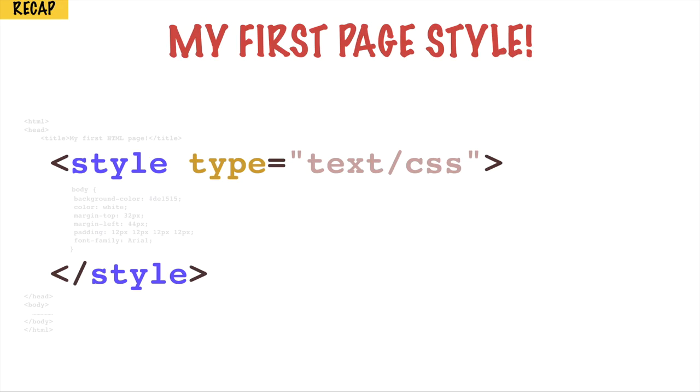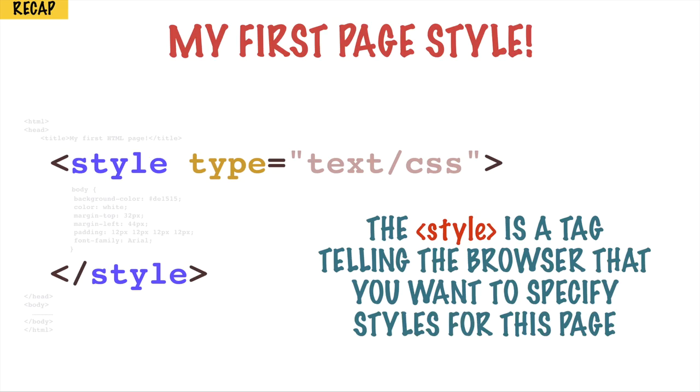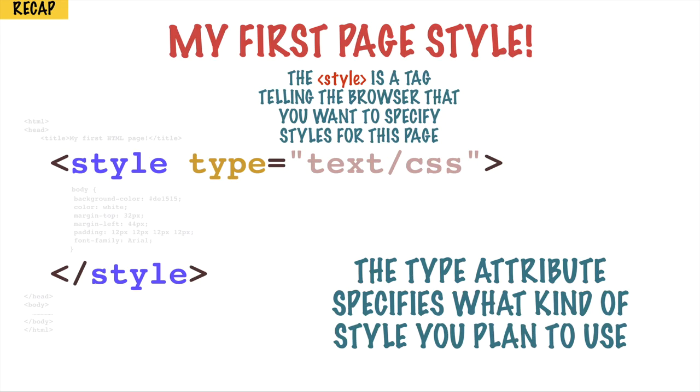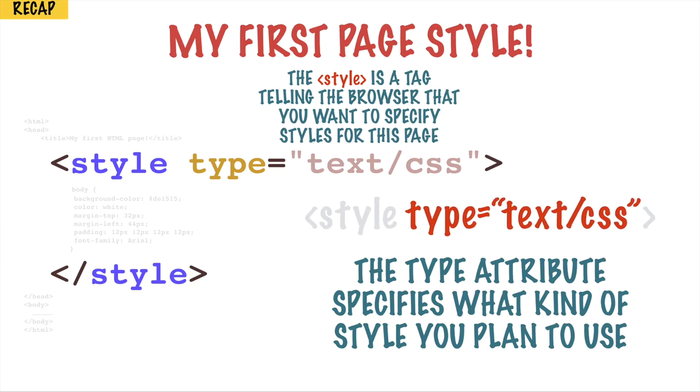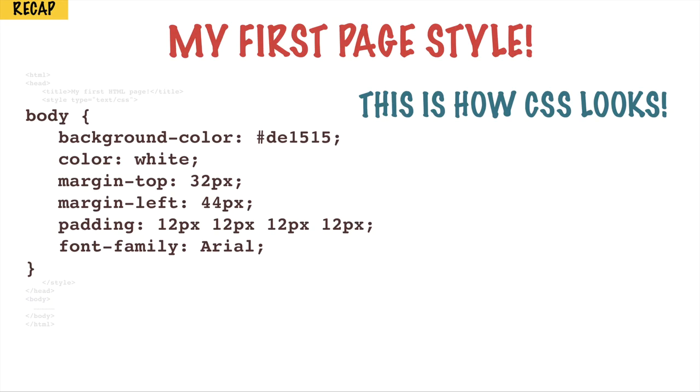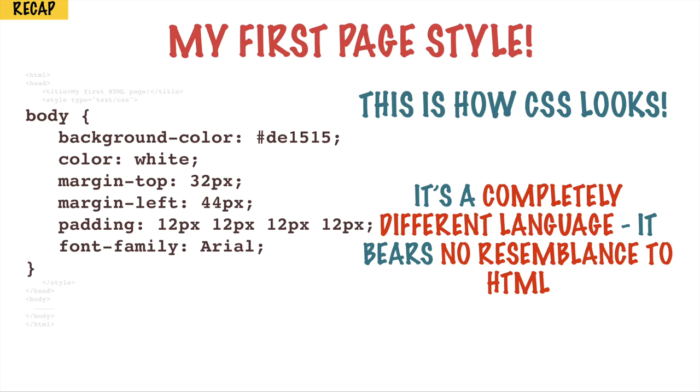This was a style element in the HTML where we specified that the type was text/CSS. Again, style is a tag that told the browser that we were specifying styles or rules that governed this particular HTML page. The type attribute specified what kind of styles we plan to use. In this instance, as is almost invariably the case, we were using text/CSS styles. We also created a few simple styles and these dramatically changed how our HTML page looked. Remember that these are specified in CSS, which is a completely different language than HTML.